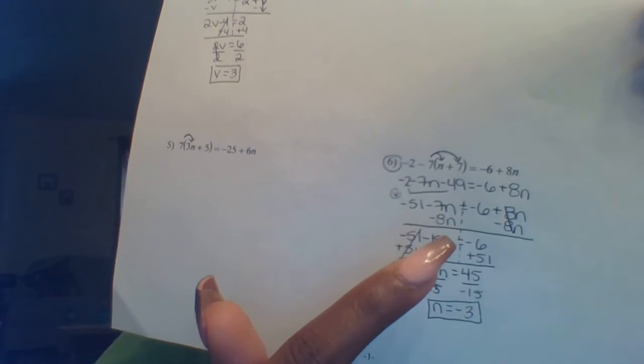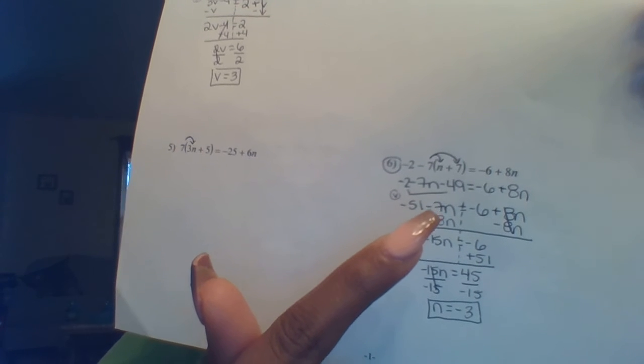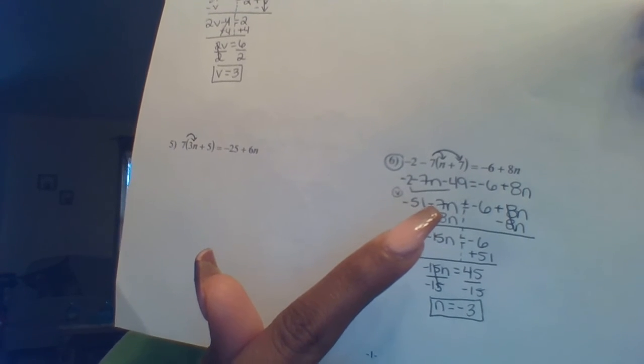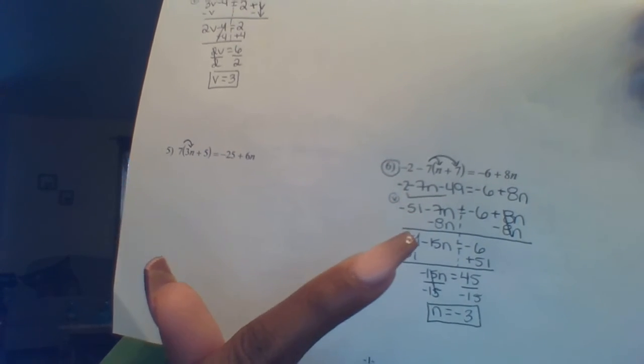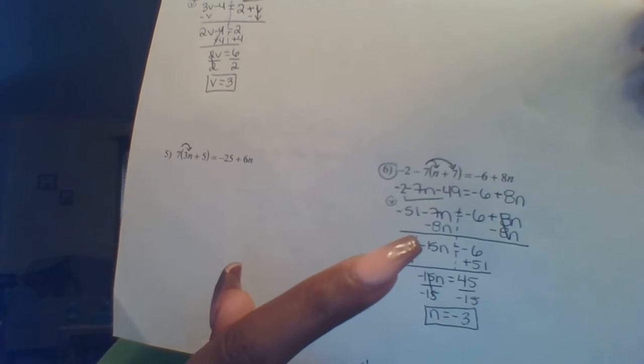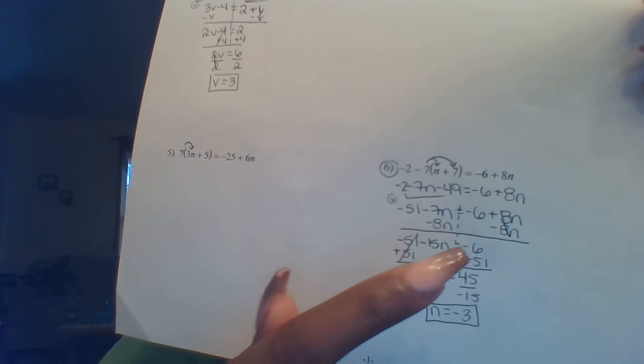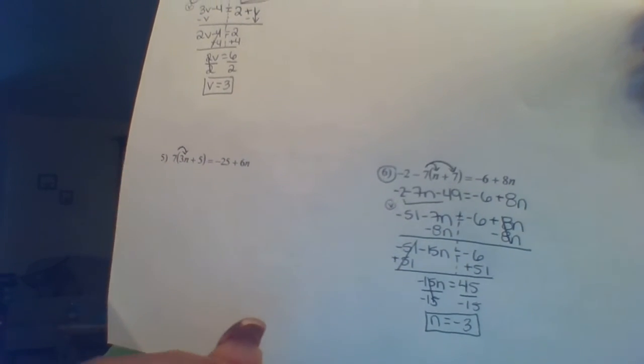-6. And then we're doing the same thing on this side. -7n minus 8n. Again, this is negative because of the subtraction sign. Gets us -15n. And we just brought down this -51. So -51 minus 15n equals -6 is where we're at right now.